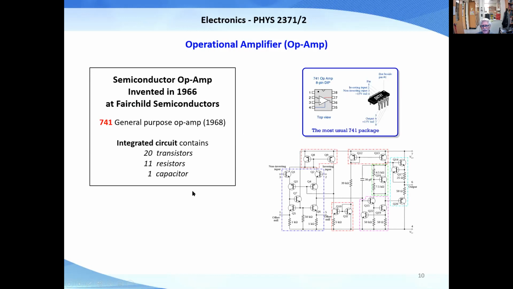Okay, so here's the circuit. It contains 20 transistors, a bunch of resistors, and 1 capacitor. It has 2 inputs. It has an input here, where's the other input? Yeah, okay. So here's one input here, here's the other input here, and then there's an output.